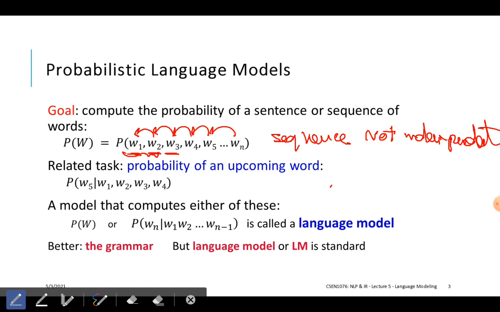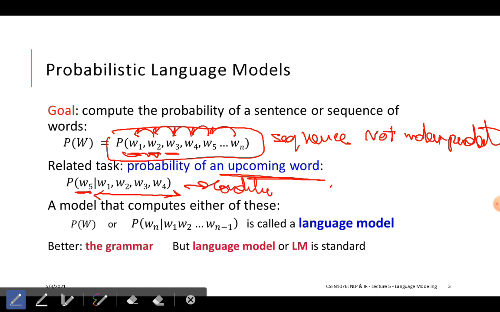So how can we make this task a little bit easier? You can just formulate it as the probability of an upcoming word given the previous words, which will make things a little bit simpler for us to compute. So it is the probability of word n given the probabilities of all of the words preceding n. So this is the conditional probability then.